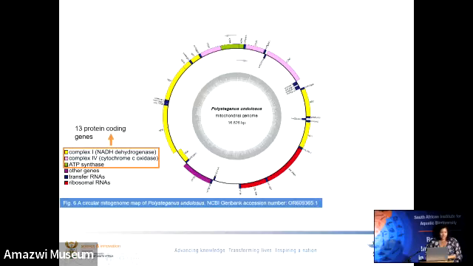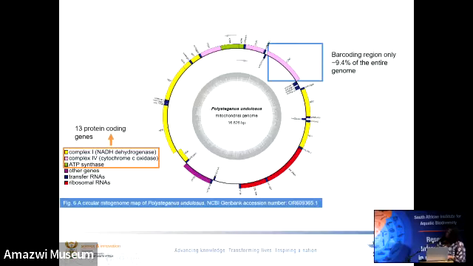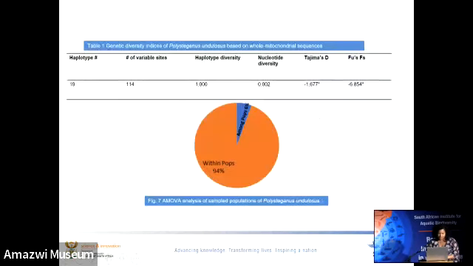One thing that people need to take note of is the famous CO1 gene. Yes, the barcoding region, the CO1 gene, is only 9.4% of this entire genome, meaning that my whole genome sequence data is actually 28 times more informative than just looking at that one gene.